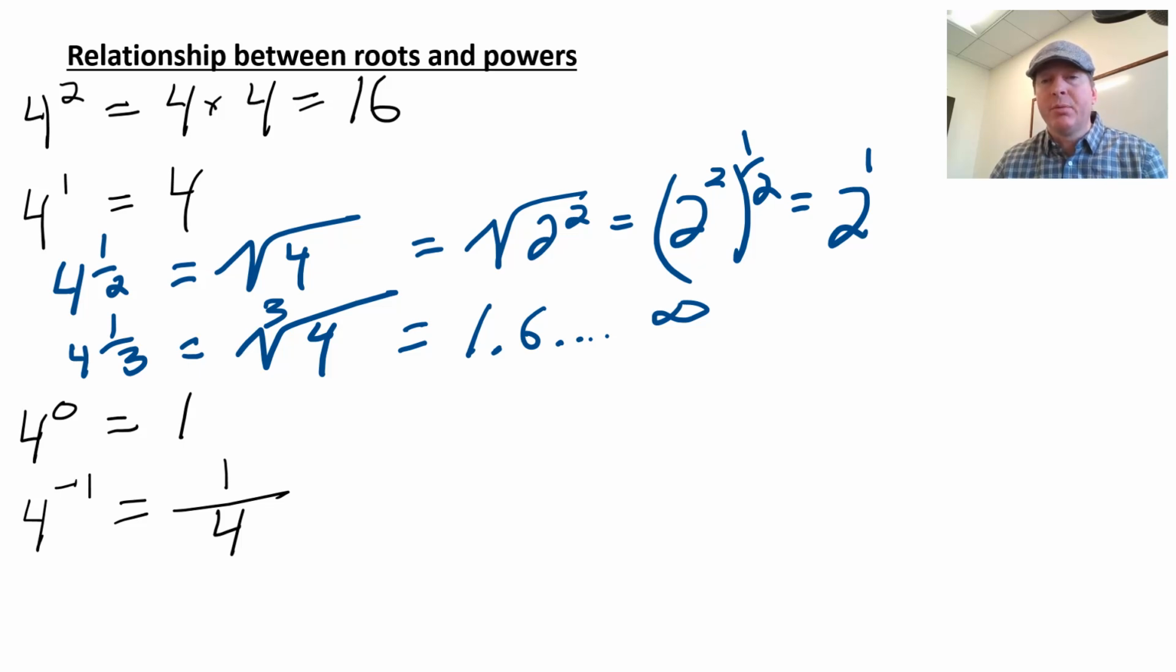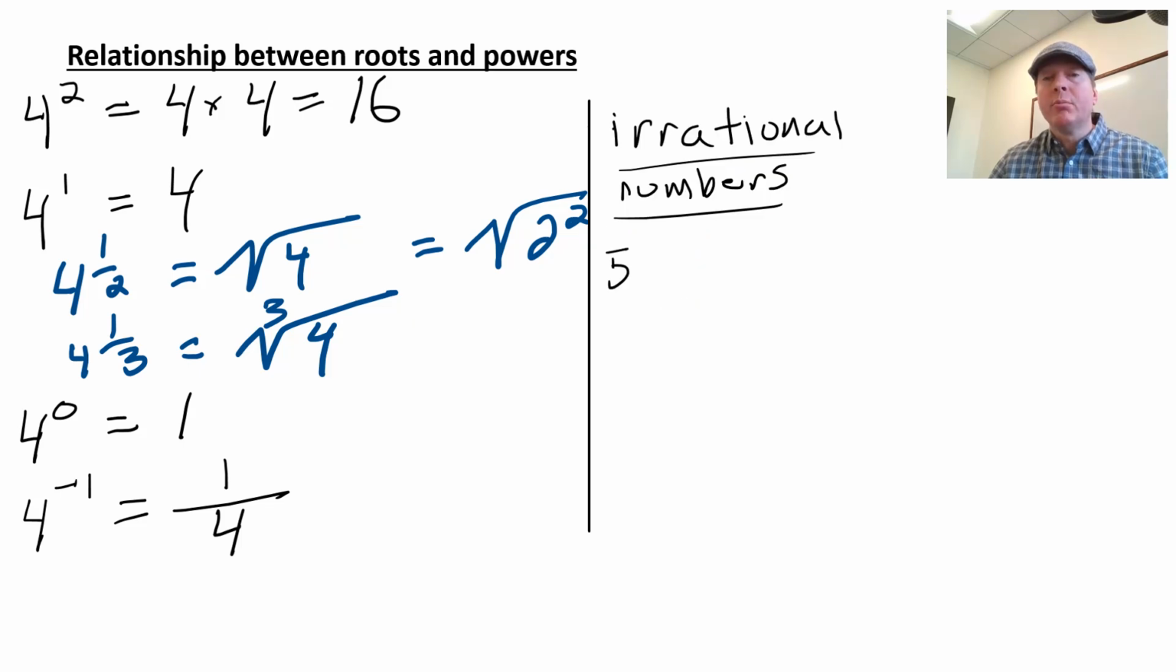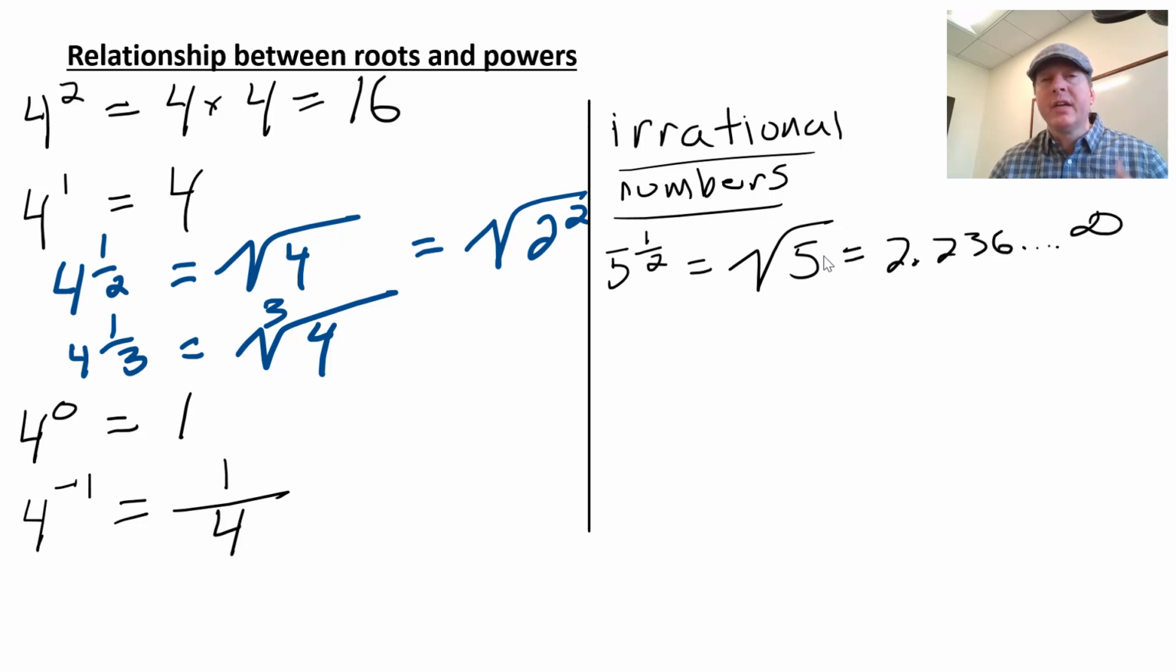So let's see another example. Suppose I wrote the number 5 raised to the power of 1/2. That's the same thing as the square root of 5, which is equal to 2.236 something. It goes off into infinity. So that's an irrational number, the number of decimal spaces it goes off into infinity. And we can round this too, so I could say the square root of 5 is approximately equal to 2.2.